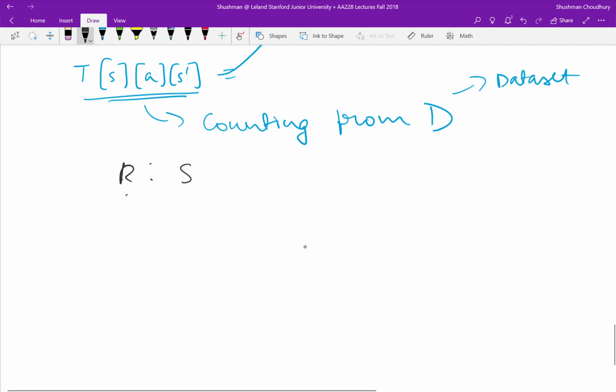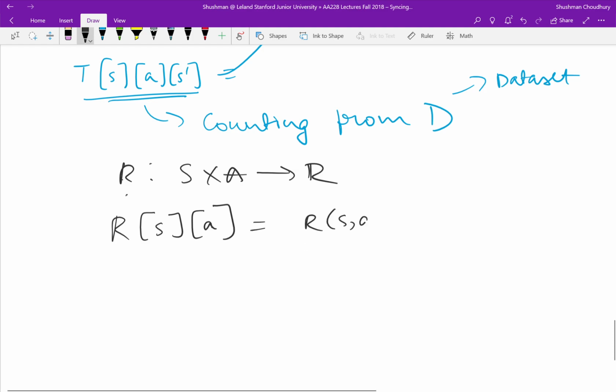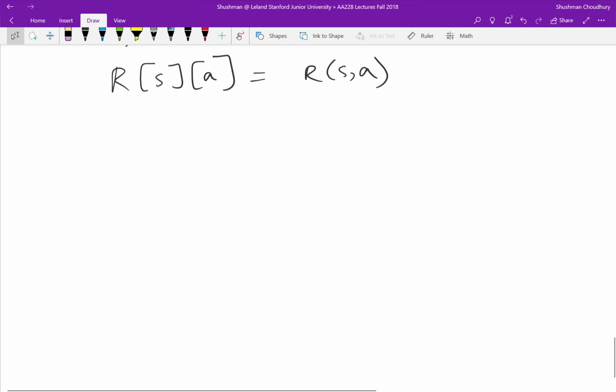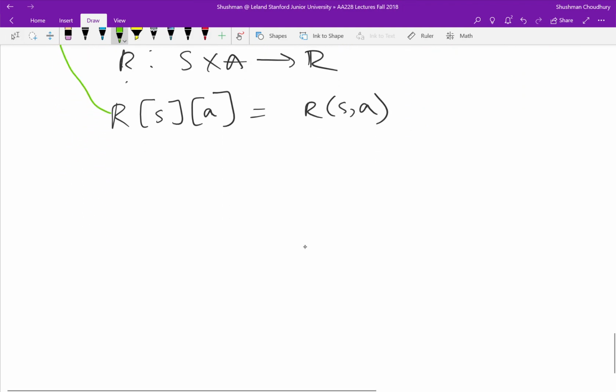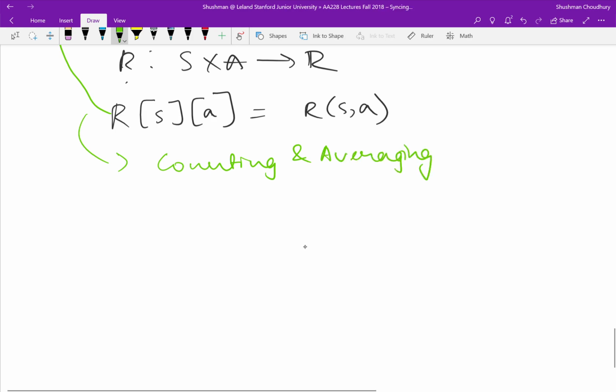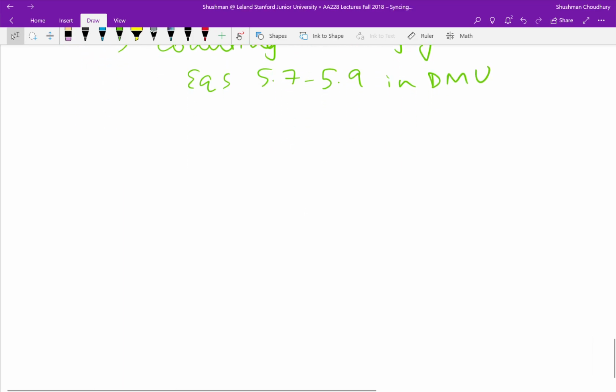So R is a function from SA to real. This RSA is basically RSA. Okay, that was somewhat facetious, but these two matrices in the model-based RL way of doing small are obtained by counting and averaging. And this is where, if you just walk through the data and implement equations 5.7 through 5.9 in DMU, you'll see how that works. And I'll just do that briefly here.